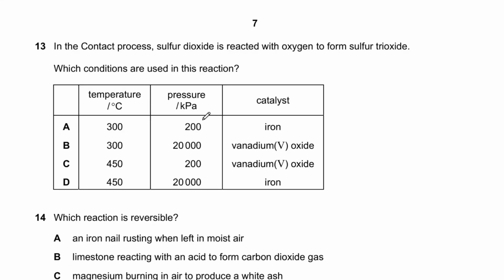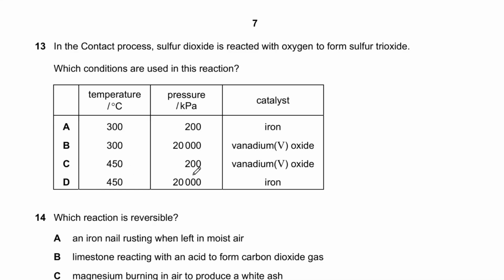Question 13. In the contact process, sulfur dioxide is reacted with oxygen to form sulfur trioxide. Which conditions are used in this reaction? Now, this is about the contact process. Sulfur dioxide reacts with oxygen to form sulfur trioxide under the following condition. Temperature is 450 degrees Celsius, so our answer is between C and D. A and B are out. Then pressure is 200 kPa.